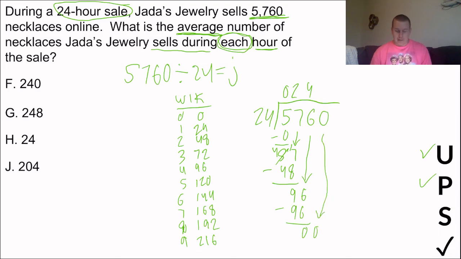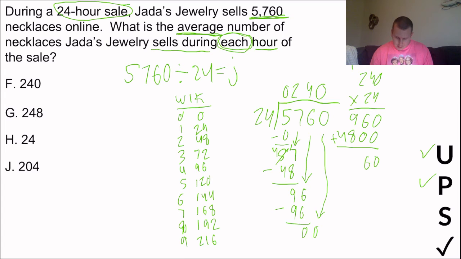And then 24 can't fit into 0, so we're going to go here, okay? And that'll get us 240. If we use the inverse operations and we did 240 times 24, we would get 0, 16, 8 plus 1 is 9, 0, 0, 8, 4. We add those up, and we get that number we started with, 5,760. So 240 is going to be a good answer. And it looks like F is going to be our answer.